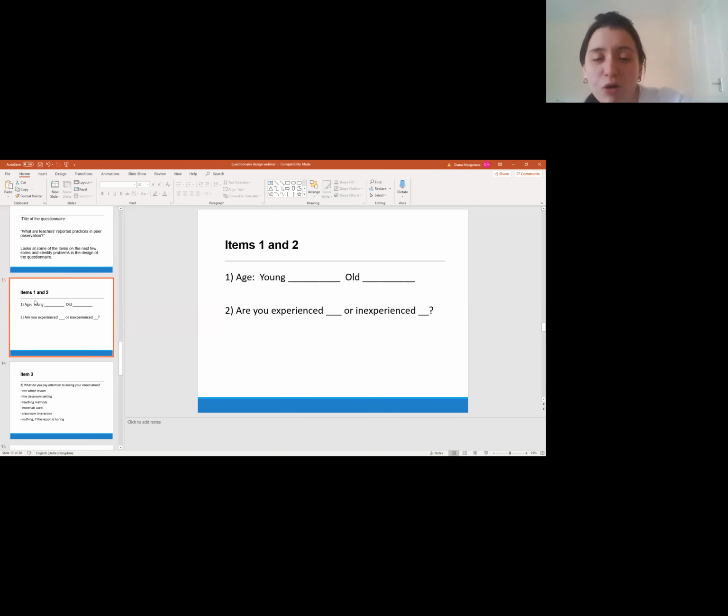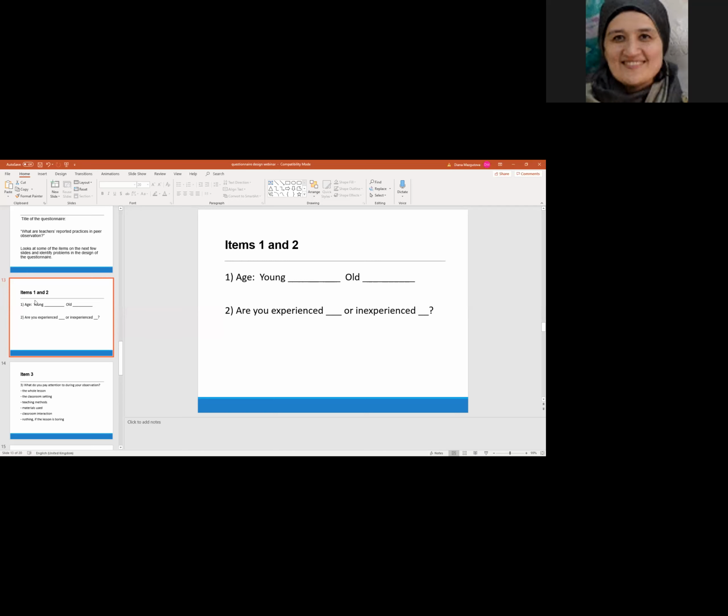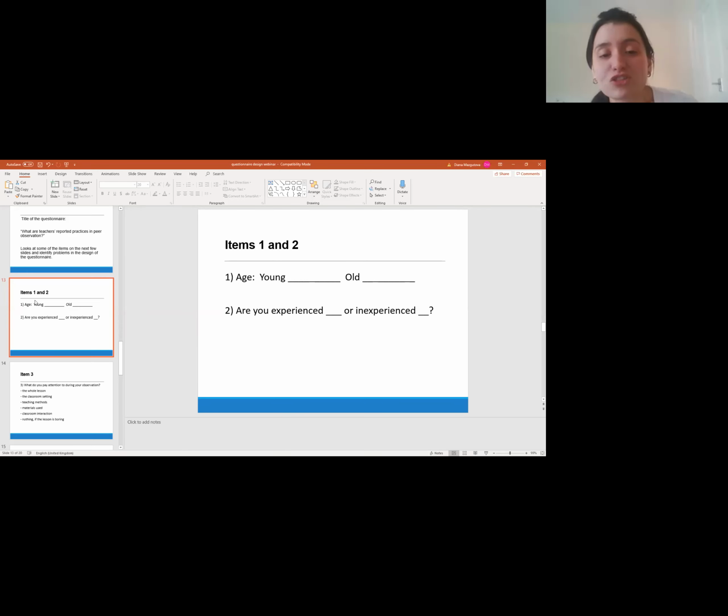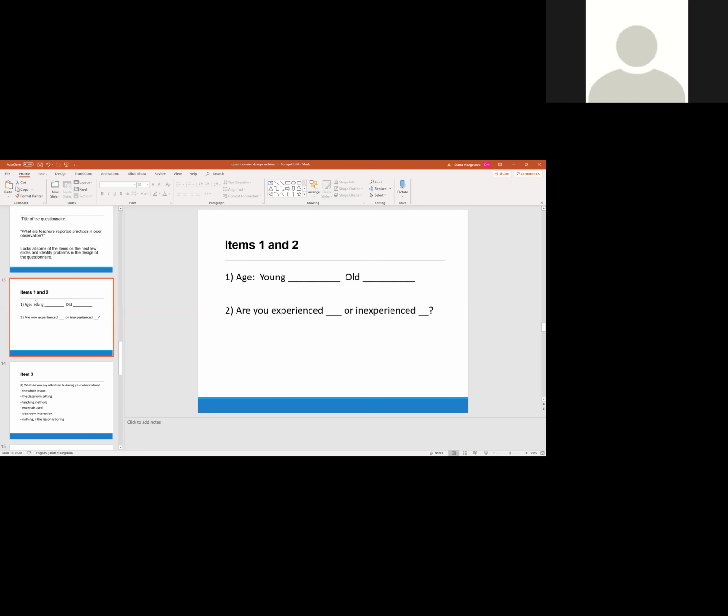So if you think about these two, would anyone like to speak up? Maybe it will take some time to write the answers. Would anyone like to say if you notice any problem with the first item, if there is any problem at all? And what could be done to make it a stronger, more reliable item? So the student put it like that: age, young, tick the box, I assume, maybe, or it's not very clear here.